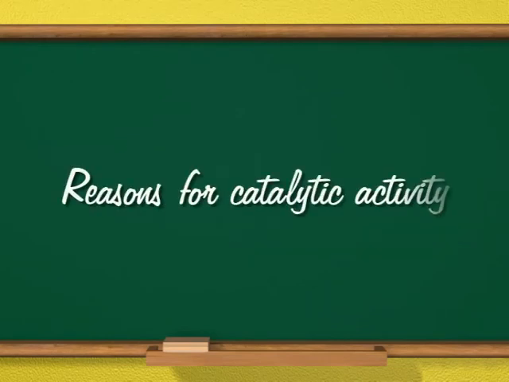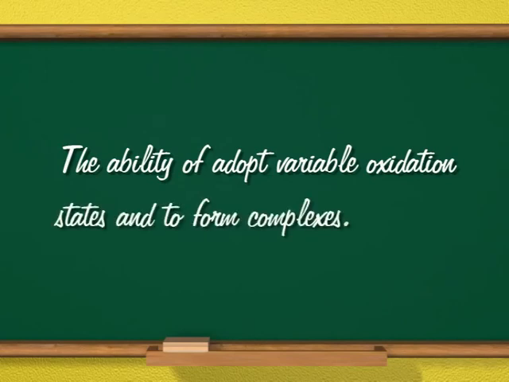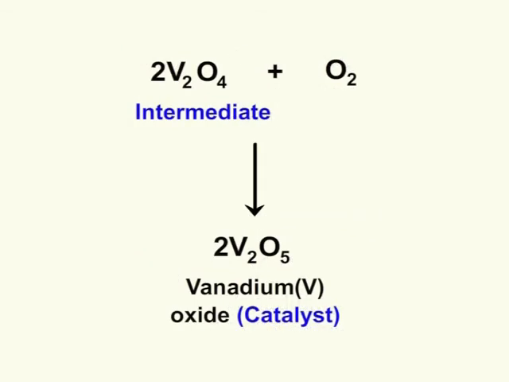Reasons for catalytic activity of transition metals and their compounds: the ability to adopt variable oxidation states and to form complexes. For example, during the conversion of sulfur dioxide to sulfur trioxide, vanadium pentaoxide is used as catalyst. In the reaction, vanadium changes its oxidation state from +5 to +4 and then again to +5 as shown.